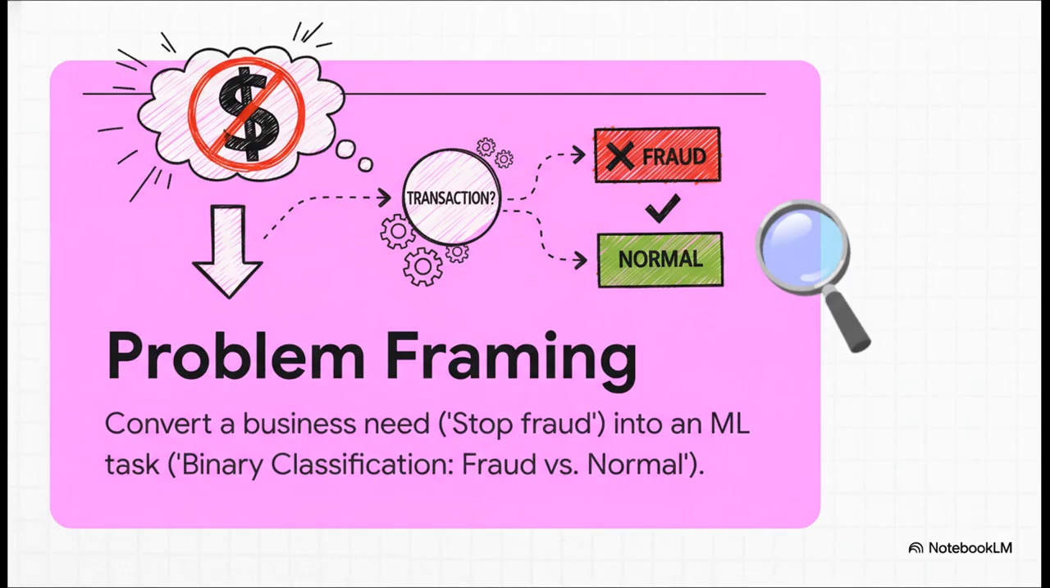See, a business leader might come in and say, we need to stop fraud, which is a great goal, but a machine can't really do anything with that. So our job is to translate that vague business goal into a super precise machine learning task. In our case, stop fraud becomes a binary classification problem. For every single transaction, the machine has to answer a simple question. Is it fraud or is it normal?